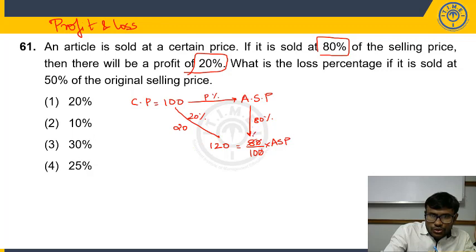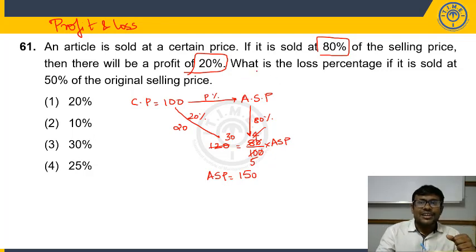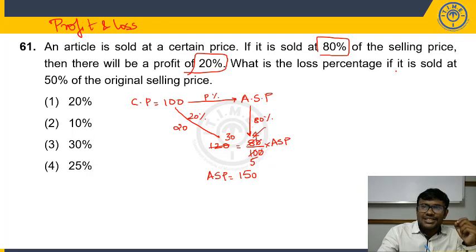So 2 fours and 2 fives, 4 ones, 4 thirties. So what is our actual selling price? Actual selling price is 150 rupees. But he is not asking to calculate that. What is he asking? What is the loss percentage if it is sold at 50% of the actual selling price?